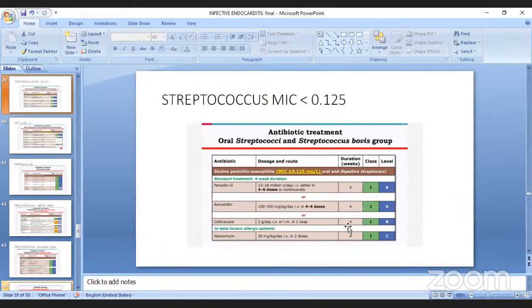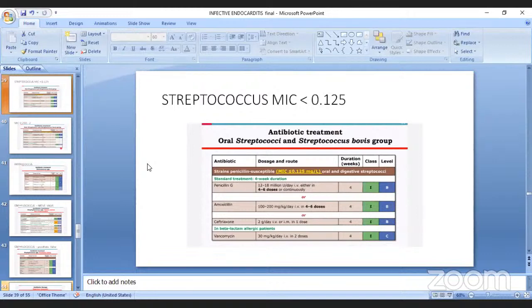Simple. And wherever it is written in your MCQs that the patient is beta lactam allergic, always remember that the answer would go towards vancomycin. Simple. And the dose of vancomycin will be 30 mg per kg per day, IV in 2 doses, and it is again given for 4 weeks.